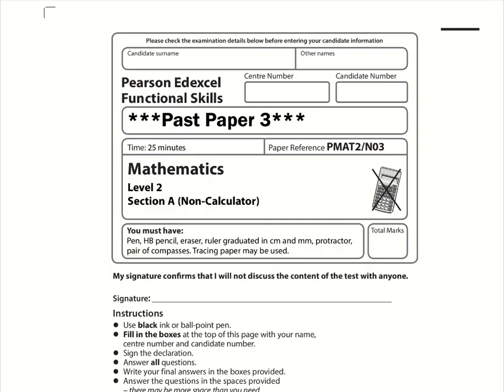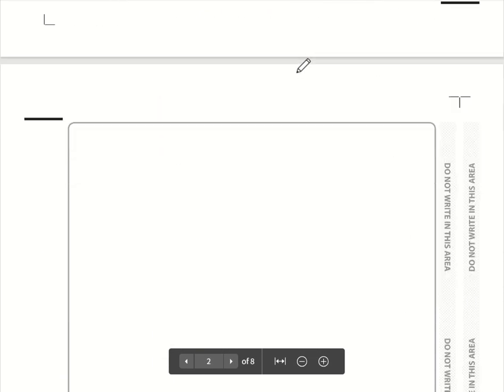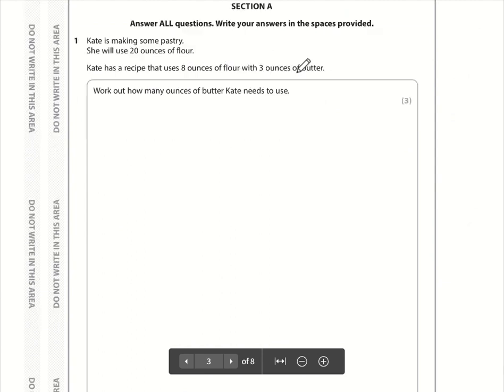Here are the video solutions for Pearson Edexcel Functional Skills Maths Level 2. This is section A, which is the non-calculator section from past paper 3. So let's jump in at question number 1.